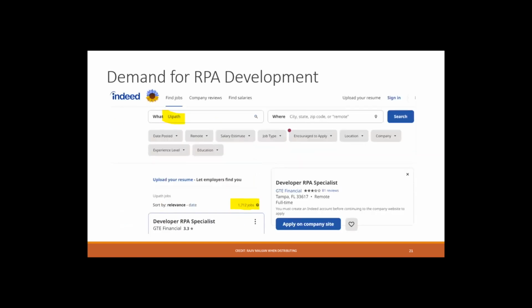Next slide. I just put in UiPath, and right there, there are 1,700 jobs for that particular software. If you just search robotic process automation, you may not get that kind of result. But if you look at the skill sets required for the development process, you will start finding specific jobs in the market.